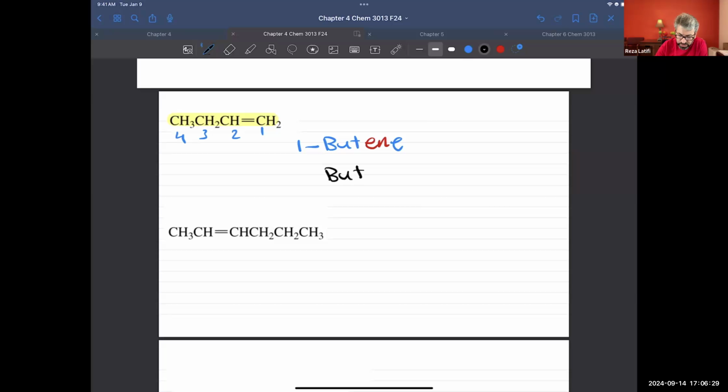You can do it that way. Okay. That's another way to write it. But for now, let's stick with this one. Okay, 1-butene. And how about the second one?